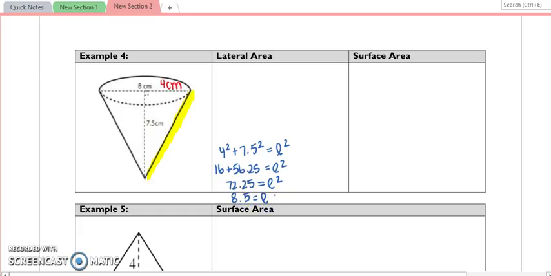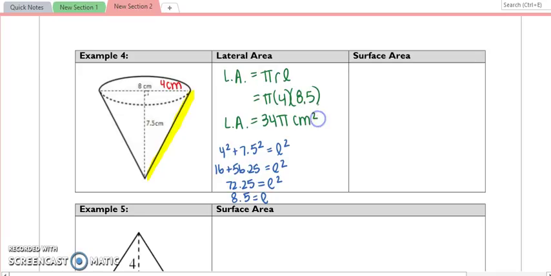We do get a nice decimal of 8.5. Now I'm ready to actually go ahead and do some of my work here. So my lateral area is going to be pi r l. My r is 4. All right, let me grab my eraser. Here we go. And my slant height is the 8.5. And so I end up with a lateral area of 34 pi centimeters squared.